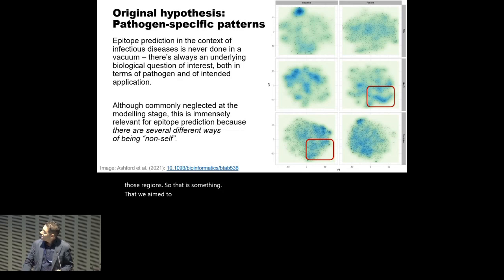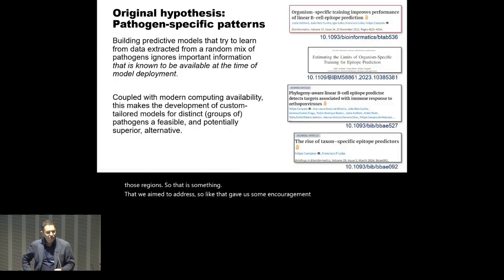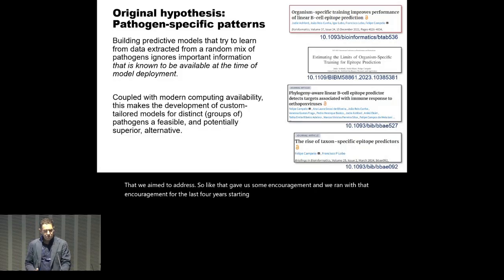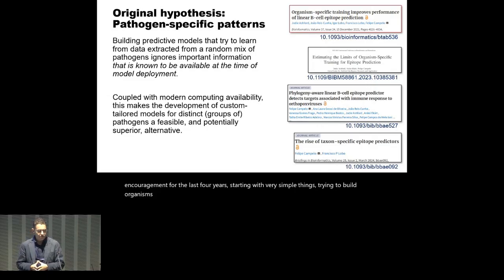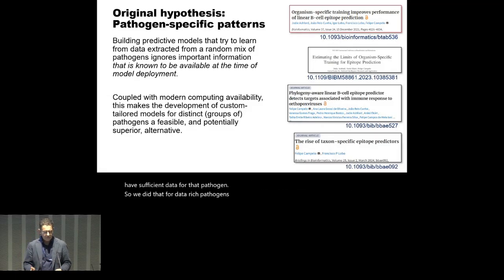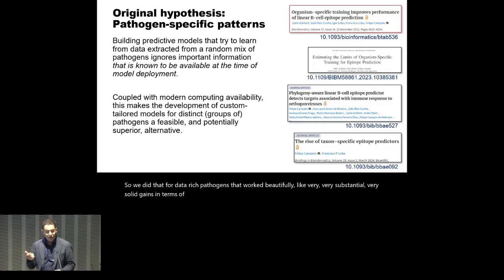So that gave us some encouragement, and we ran with that encouragement for the last 4 years, starting with very simple things, trying to build organism-specific, pathogen-specific models for a pathogen of interest. That works if you have sufficient data for that pathogen. So we did that for data-rich pathogens, and that worked beautifully, with very substantial, very solid gains in terms of predictive performance. Then we started exploring how little we could make the data.